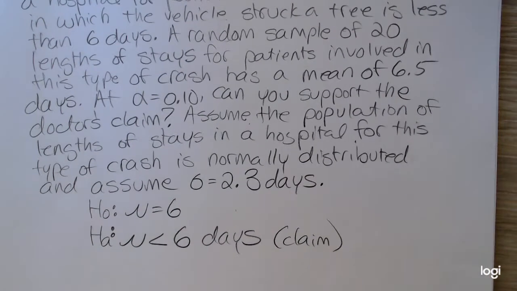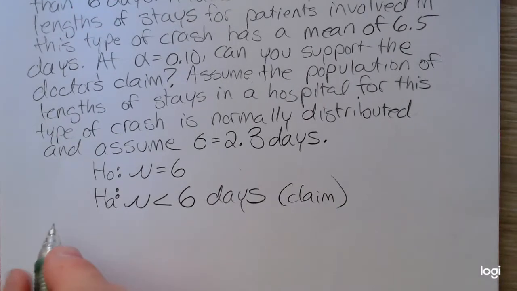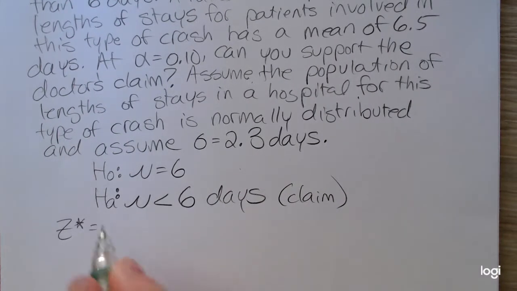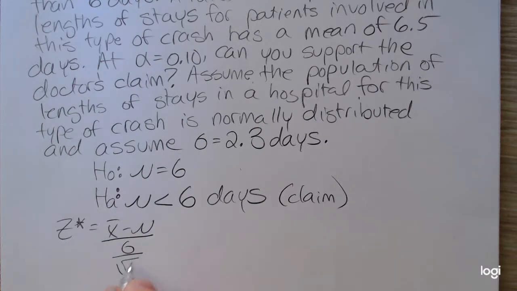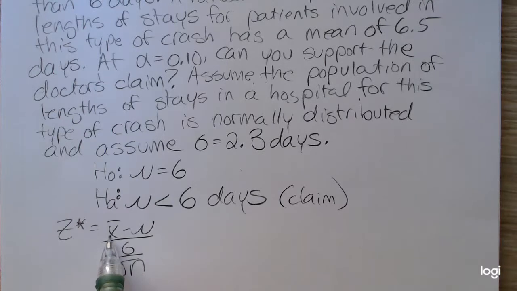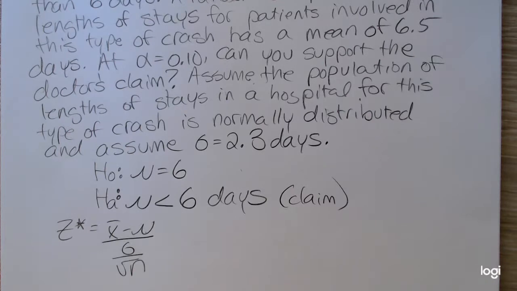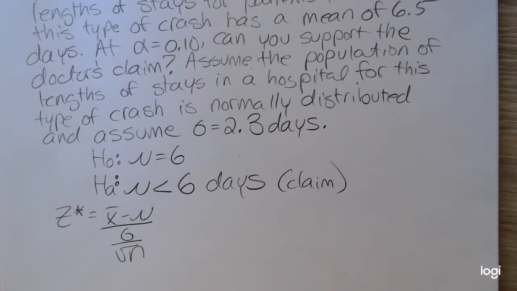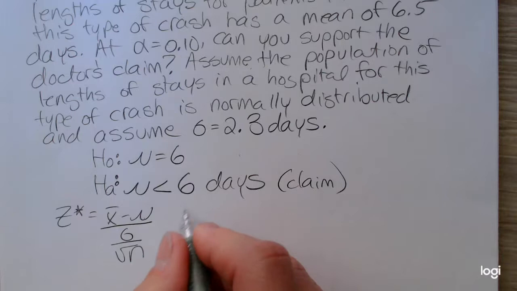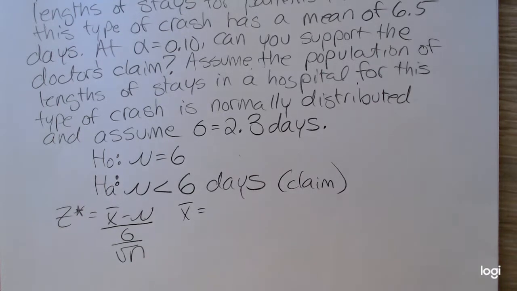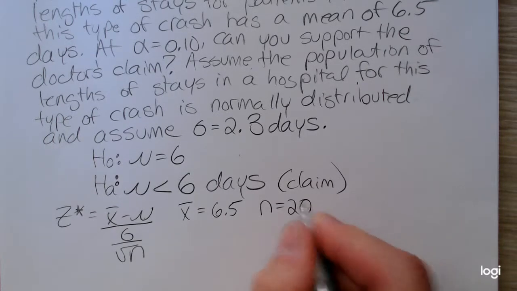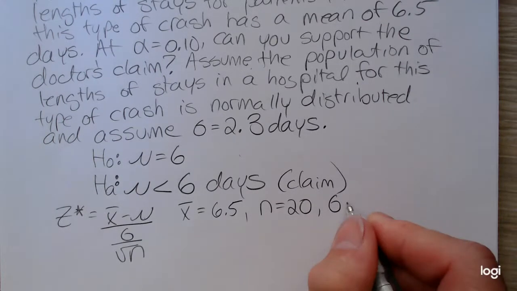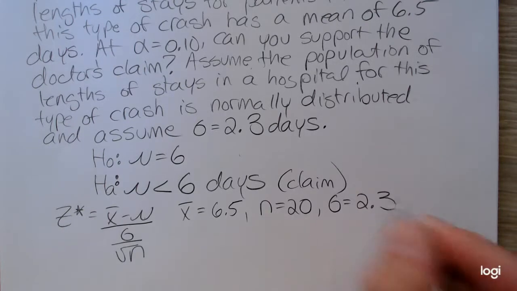Because this is a z-test, our test statistic will be a z-score, and the formula for it is x bar minus mu over sigma over the square root of n. What we observe minus what is hypothesized divided by the standard error of the mean from the central limit theorem. In this problem, x bar was given to be 6.5, n was 20, and the assumed population standard deviation was 2.3 days.